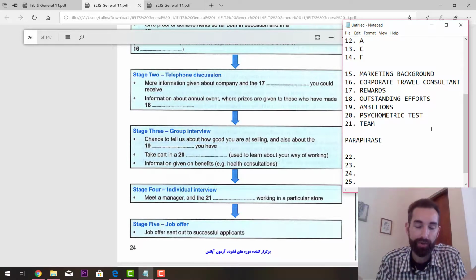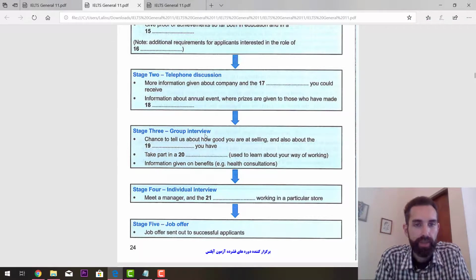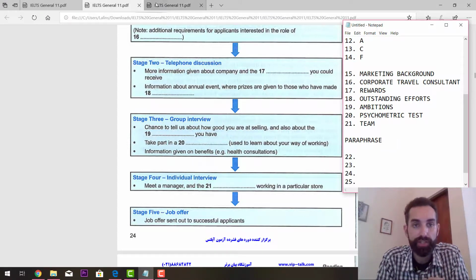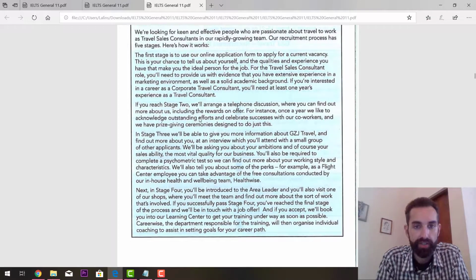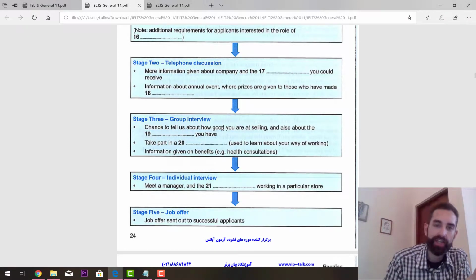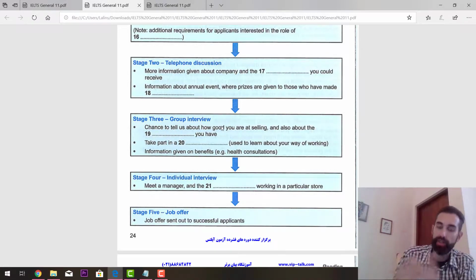That's how it works. Okay, so moving on. This is stage 3: "A chance to tell us about how good you are at selling, and also about the blank you have." That, as mentioned in stage 3, was the ambitions. "We'll be asking you about your ambitions, of course, your sales ability." What they mentioned, how good you are at selling, was sales ability, and also about the ambitions. That's what they were asking for.